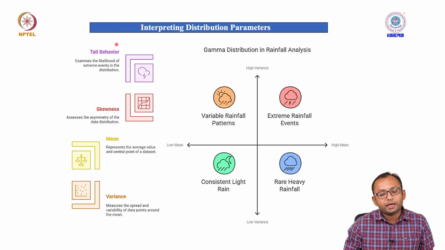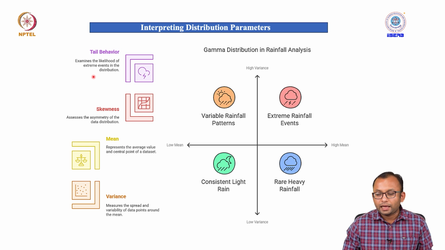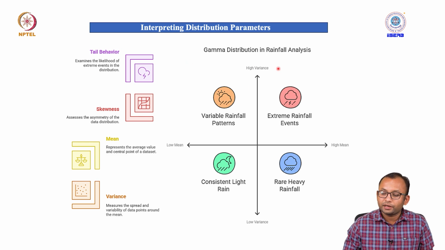Once we have identified that probability distribution function, we calculate these different properties, and then we apply them in different climate analyses. For example, with the gamma distribution in rainfall analysis, we check the variability of the rainfall pattern, what the extreme rainfall events are and their probabilities, what the consistency of light rain or low magnitude rainfall events is, and what the probability of occurrence of rare heavy rainfall in the data set is.